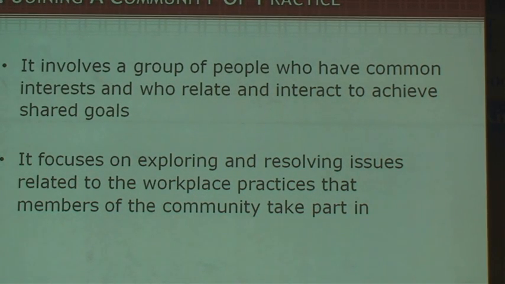Number 9, a community of practice. So in a school, you're working in a context with other teachers, which has its own culture, its own way of doing things.